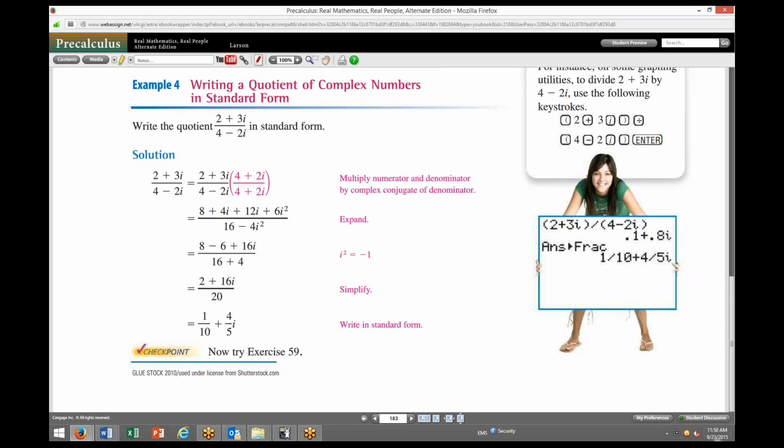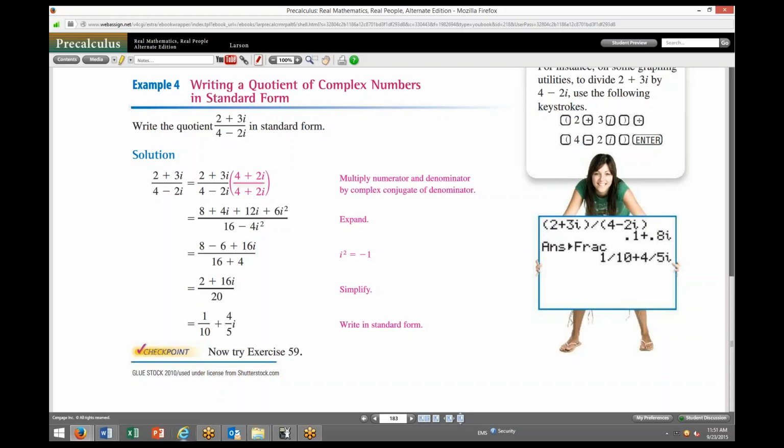4 minus 2i times its own conjugate of 4 plus 2i is just going to be 4 squared plus 2 squared. It's going to be 16 plus 4, which is 20, which they do come out with down below here. They did it sort of the long way, but ended up with 20. I'm telling you the shortcut way is just 4 squared plus 2 squared, and that's 20.